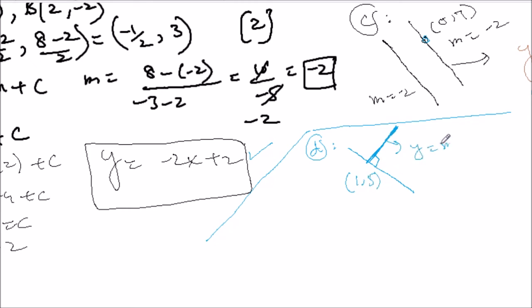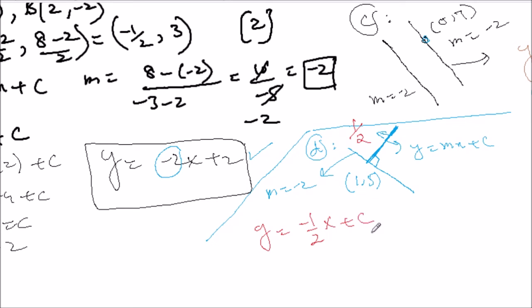y is equal to mx plus c. That is the standard form of the line. Since here m is minus 2, this m will be what? Of course, it becomes 1 upon 2, the reciprocal of this but with the opposite sign. So we got m as minus 1 over 2, so y equals minus 1 over 2x plus c.